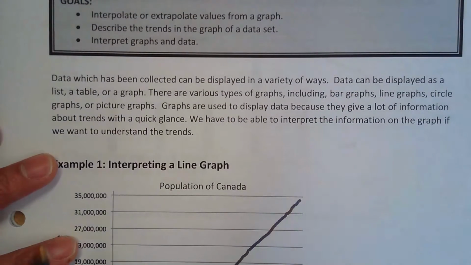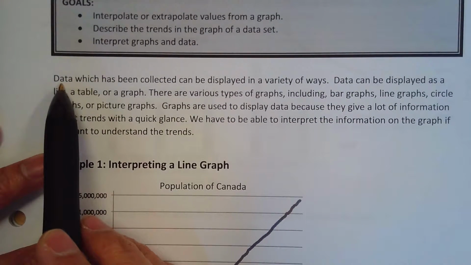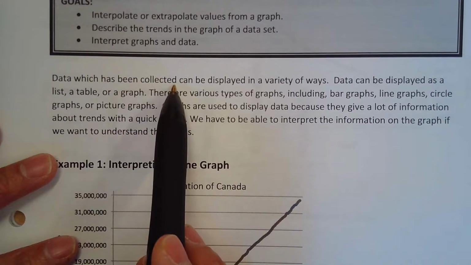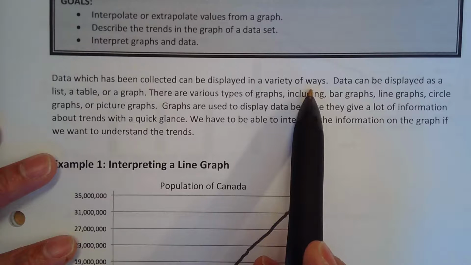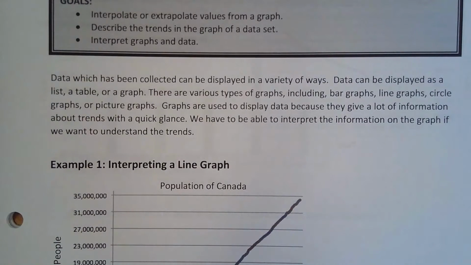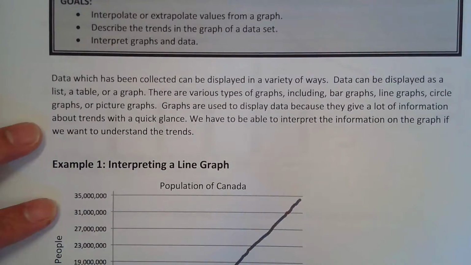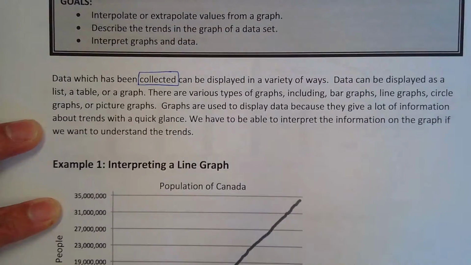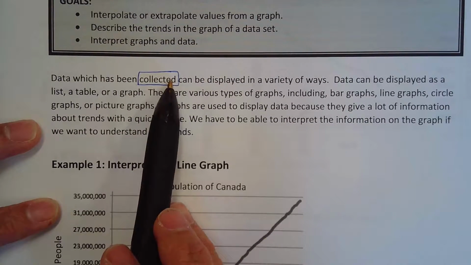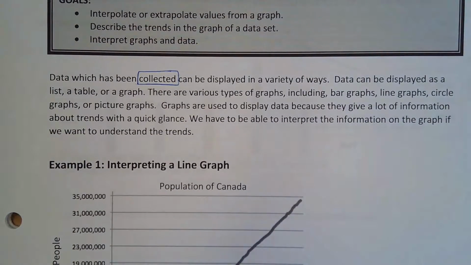So it says here, data which has been collected can be displayed in a variety of ways. Just like what we talked about earlier, we have to collect data first. That's the first part, collect the data. And once we collect the data, we can show that data in a variety of ways, okay? And then we're going to talk about that in a second.